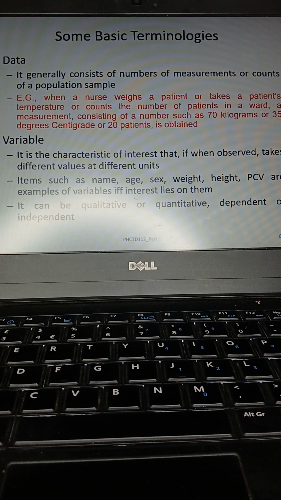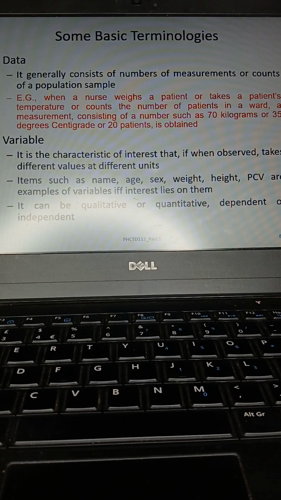So I would also like us to look at some basic terminologies in statistics. Statistics and data are two entities that are not separable. You cannot separate them. What is data? Data generally consists of numbers of measurements or counts of a population sample. What do I mean by that?